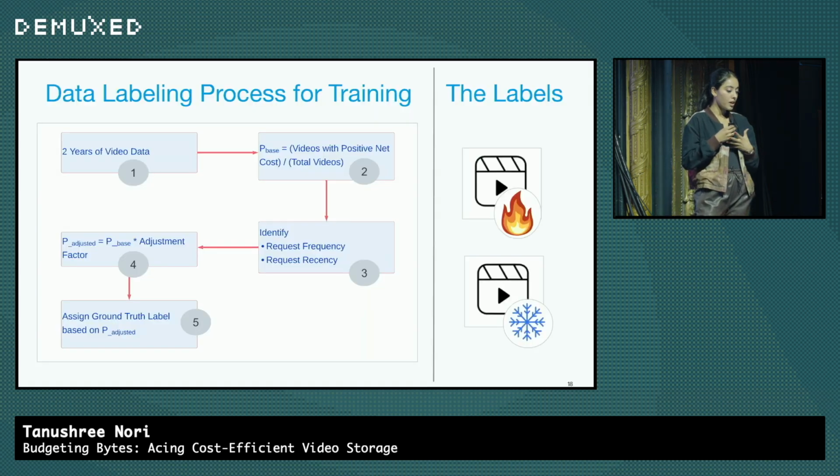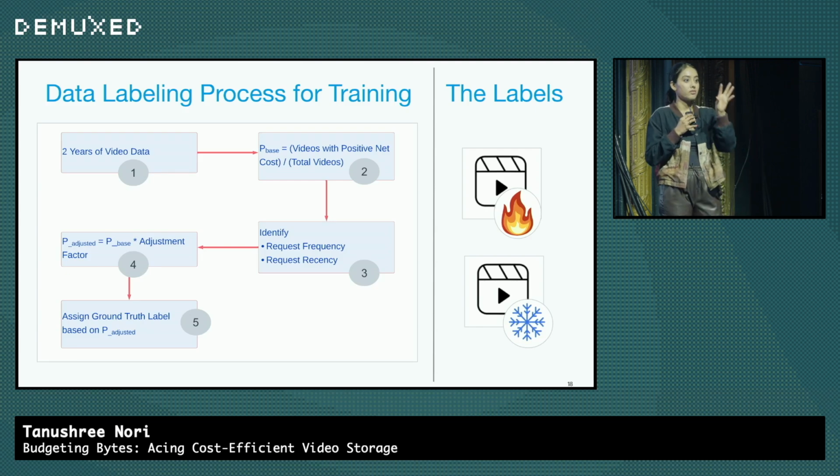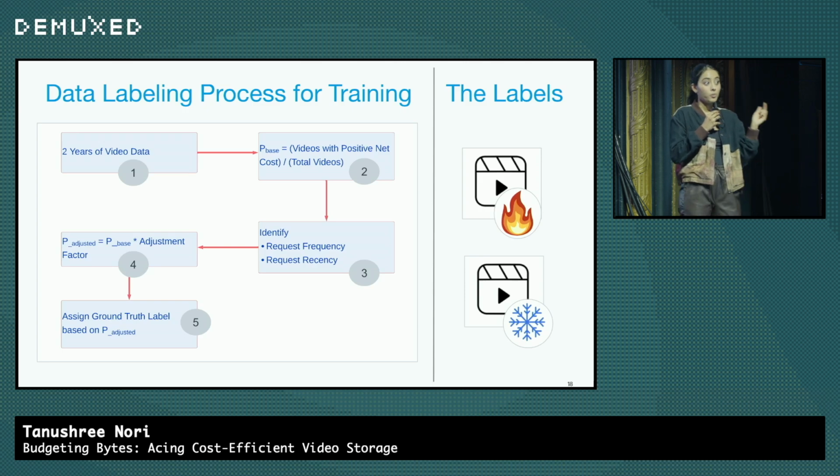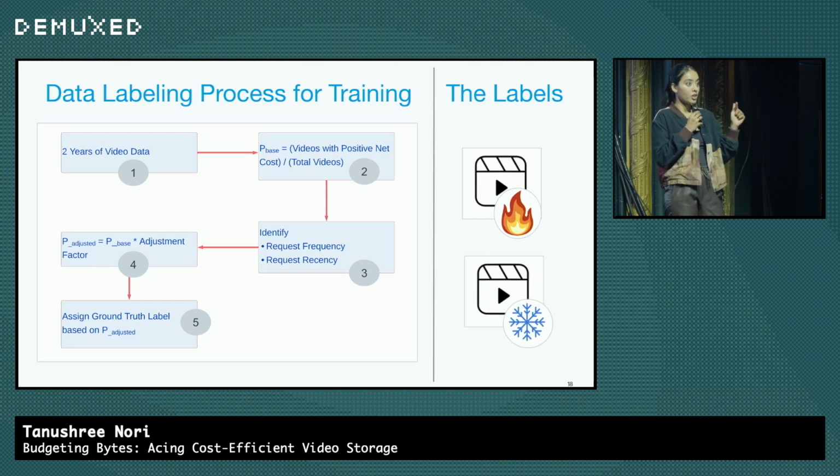The next piece of the puzzle is ground truth labels. It's what you would need to train your model to be able to discern hot from cold. So with the classification problem, like distinguishing between dogs and cats, the labels tend to be static. But here, it's not quite as simple to tag a video as hot or cold. You need to dynamically assign these labels, and here's how we did it.